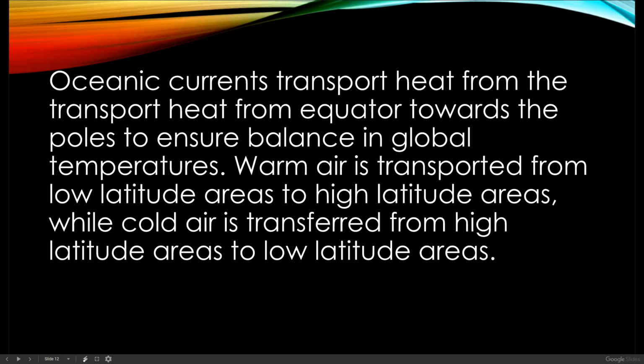Why? Margie and MD? The answer. Yeah, again, warm air is transported from low latitude to high, okay? And cold air is transferred from high latitude to low. Why do you think so? The temperature, sir. Yes.